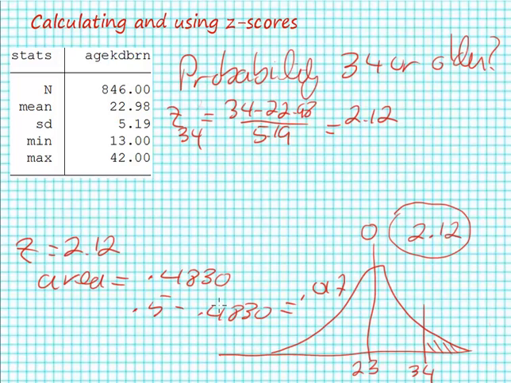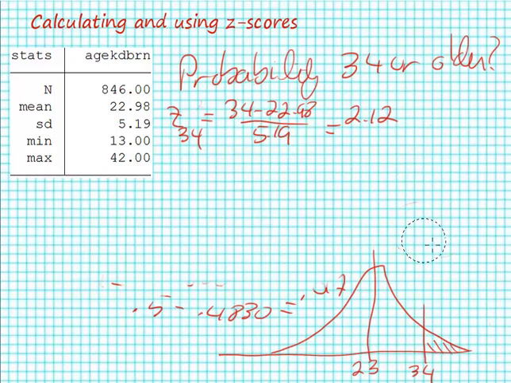So we can see now that if we take a woman at random, if we were to sample people at random, the probability of getting a woman who had their first child at age 34 or older, the area in the right tail of that distribution, is approximately 0.017. Now I'm going to erase some of this and show you how you can check your answers.